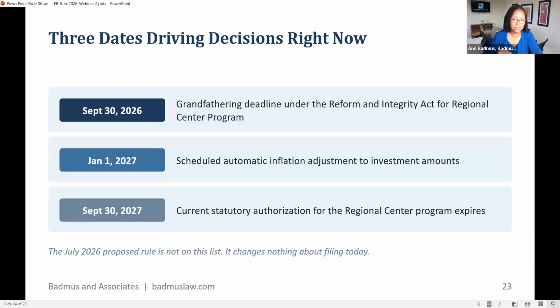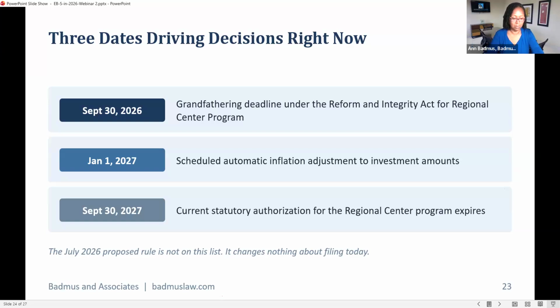With the EB-5 program, there's typically an expiration that has to be renewed by Congress before it expires, or by the time it expires, or sometimes even after it expires. Congress does renew it. Right now, the expiration of the Regional Center program is September 30th, 2027. So what that means is that if you file before September 30th, 2026, and the program expires on September 30th, 2027, and it's not reauthorized a year later, you're still grandfathered in. It does not affect you.